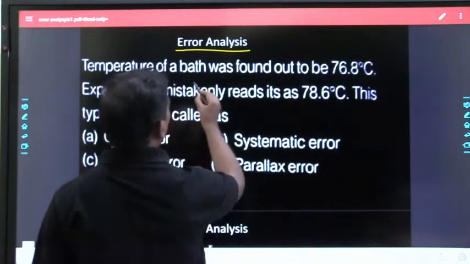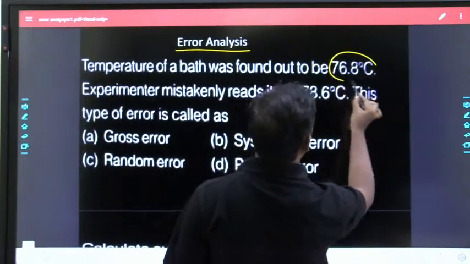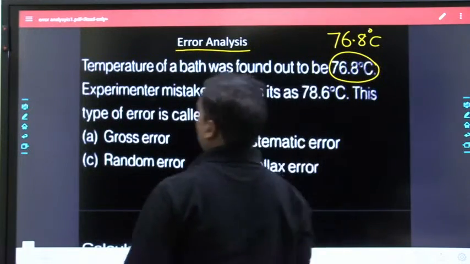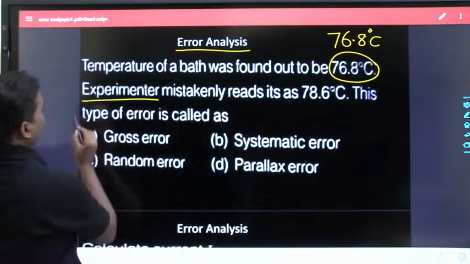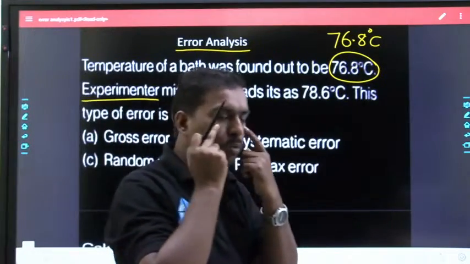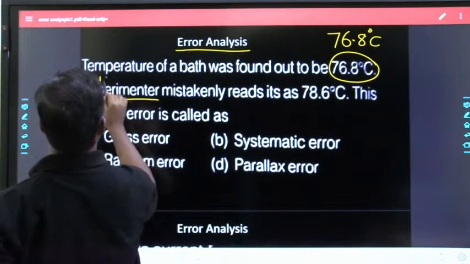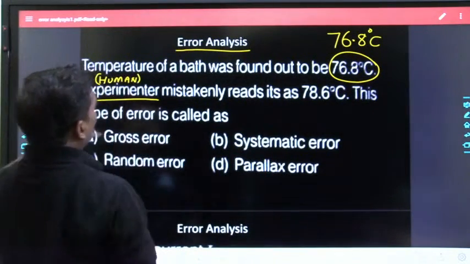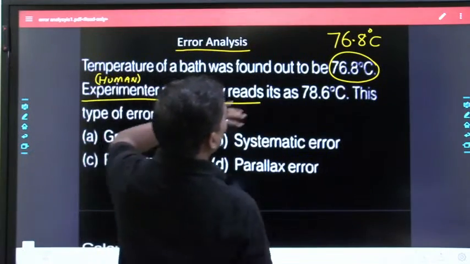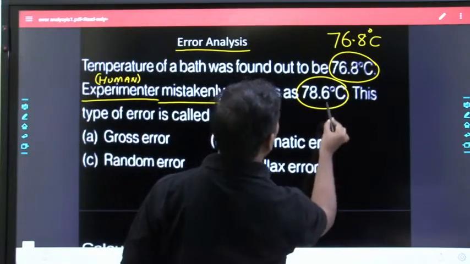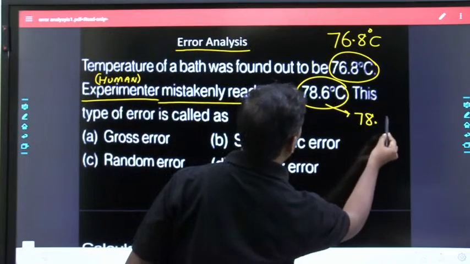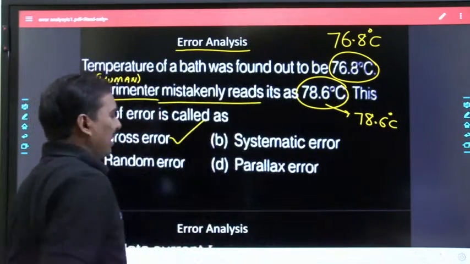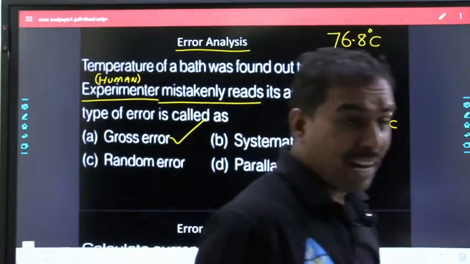Temperature of a bath was found out to be 76.8 degrees Celsius. The experimenter, when we say human experimenter, who is it? A human being. The experimenter mistakenly reads it as 78.6 degrees Celsius. So it is a human mistake. First of all, it is a human mistake, so it will come under gross error. It is not parallax error.